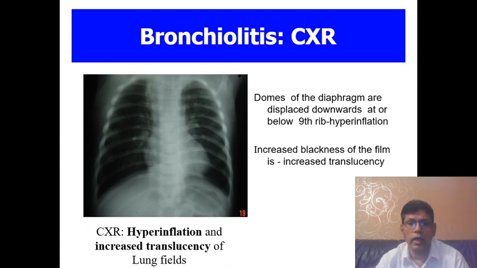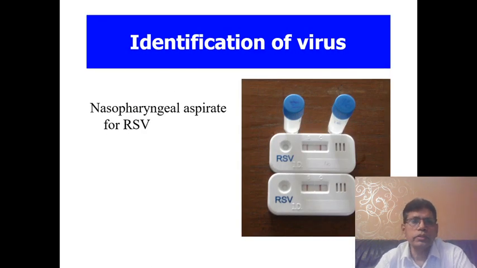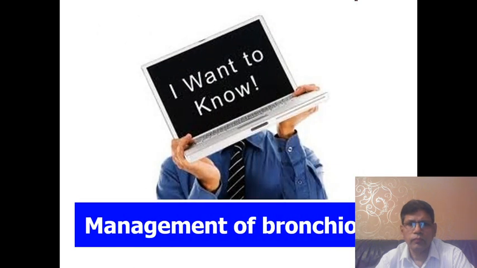If you can identify these two things, it is easy for you to diagnose bronchiolitis. You see, there is no consolidation, either patchy or lobar. And this is the kit for identification of RSV virus. It's not available commercially. We can do this for scientific purposes only, research purposes.